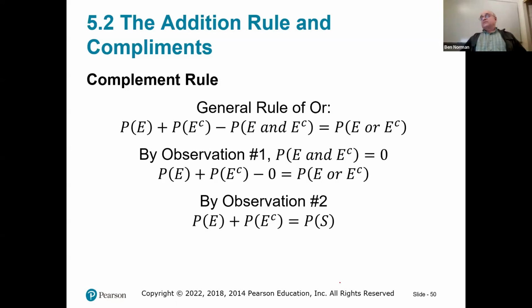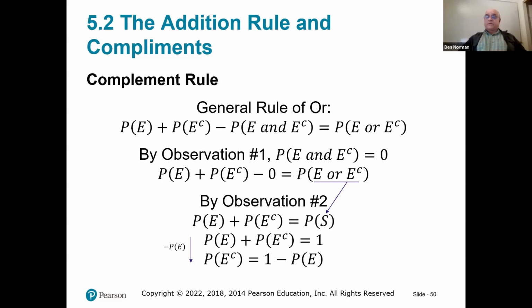So we get this. The probability of E plus the probability of EC is equal to the probability of S, because E or EC is the sample space. The probability of S, that's the sample space, that's just going to be 1. The probability of E plus the probability of EC equals 1. And now subtract the probability of E from both sides. We get our formula.